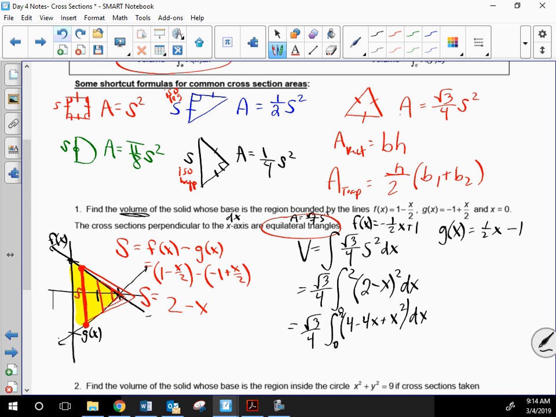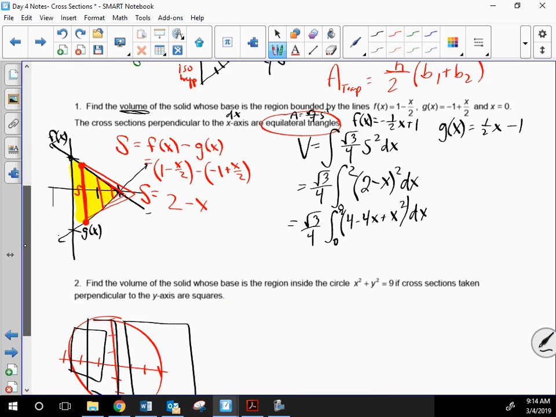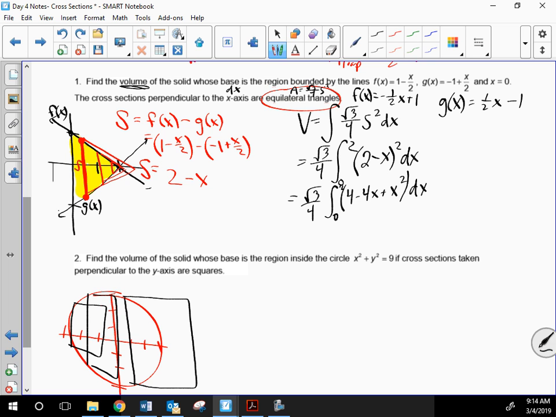Integrate that. Root 3 over 4. Right-hand side derivative: 4x minus 4x squared over 2, so 2x squared plus x cubed over 3, evaluated from 0 to 2. So I have root 3 over 4.